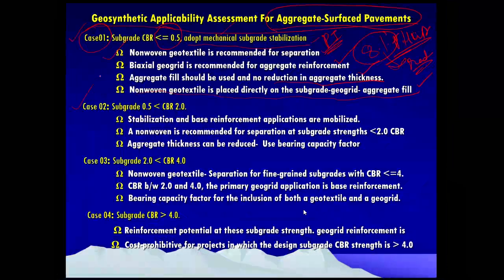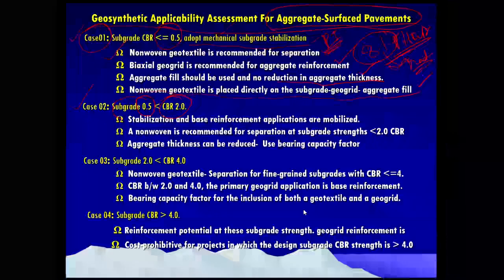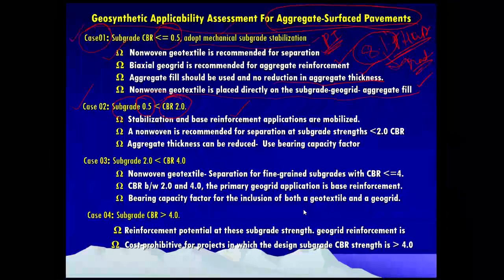Case 2 is subgrade CBR greater than 0.5 and less than 2. Stabilization of base reinforcement. A non-woven geotextile is recommended for separation when the subgrade CBR is less than 2%. And here, aggregate thickness can be reduced. Use a bearing capacity factor.